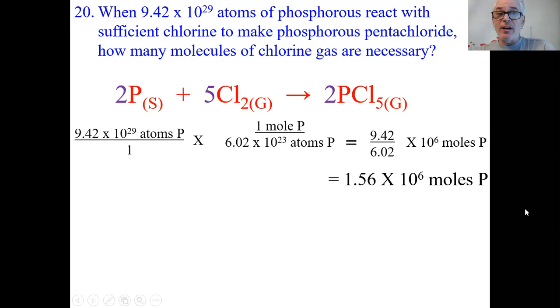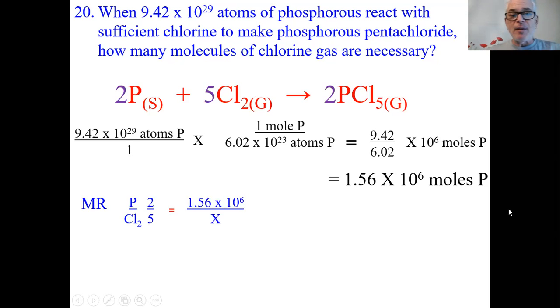Now, mole ratio between phosphorus and chlorine. Phosphorus and chlorine's in a 2 to 5 ratio. Look at the balanced chemical equation there. 2 moles of phosphorus is in proportion to 5 moles of chlorine. We don't have 2 moles of phosphorus. We have 1.5 million or something, some crazy number. So it's going to be proportional to 1.56 times 10 to the 6 moles of phosphorus compared to X. This is going to be a 2 to 5 ratio. The X is going to be even bigger. This is crazy. Crazy, right?